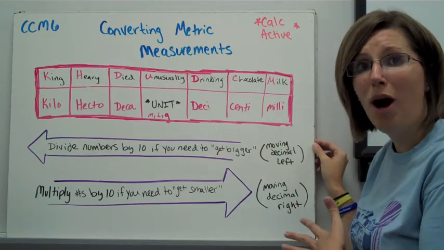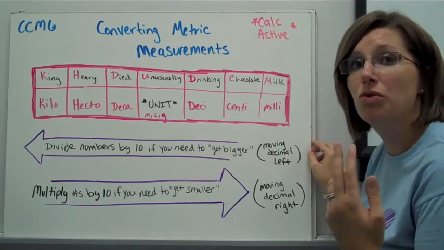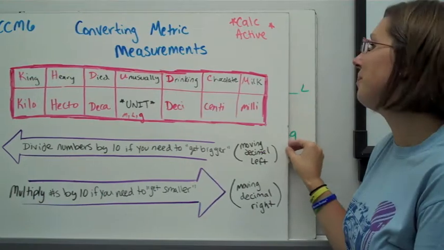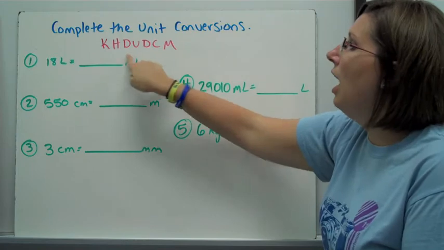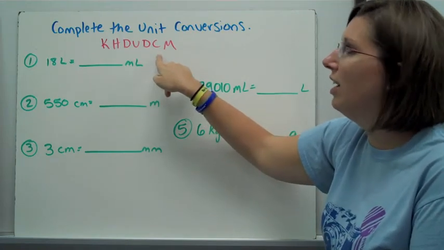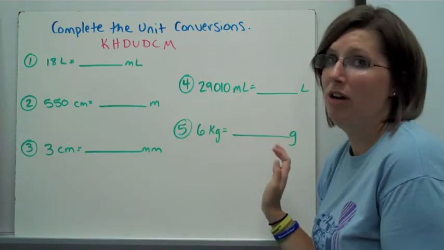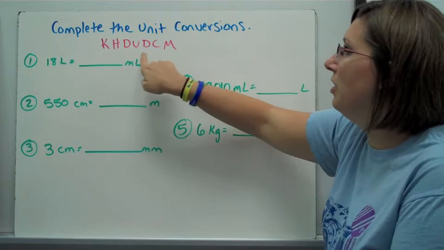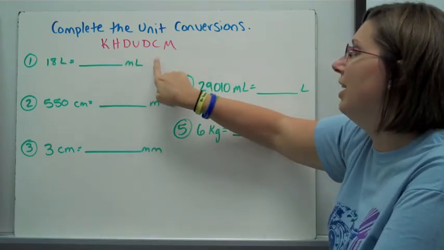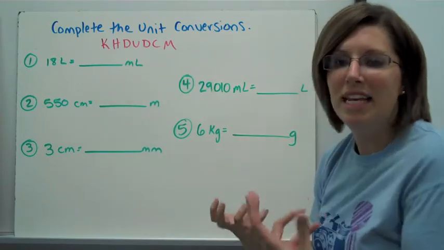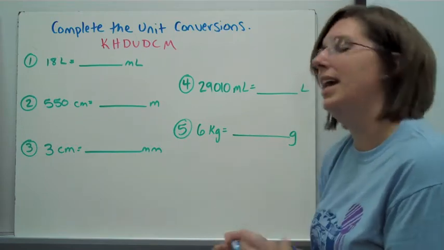Okay, we're going to do a couple problems now. Please follow along with me in your notes, or if you didn't get the notes, just copy down the problems and we'll do them together. Okay, complete the unit conversions. Up here, we've got our letters for the units of measure for metric: K, H, D, U, D, C, M, and the saying that we had was King Henry died unusually drinking chocolate milk. It's easier to figure out the order when you have a funny saying that goes with it.